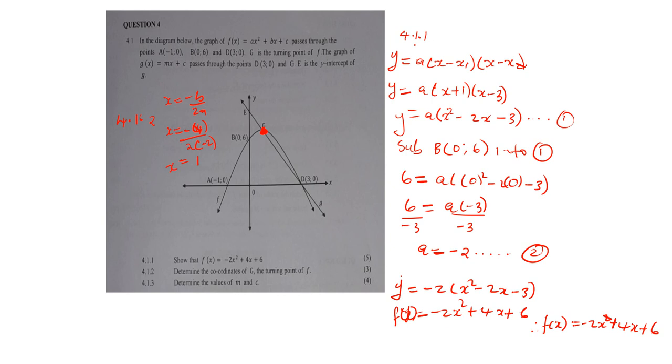So now we have to find the y coordinate of the turning point. We'll have f of 1 equal to negative 2 into 1 squared plus 4 into 1 plus 6. Let me quickly punch it into my calculator. It's giving me a positive 8. Therefore, the coordinates of G are (1, 8). These are the coordinates of the turning point.